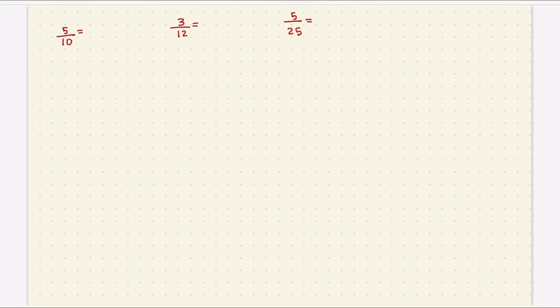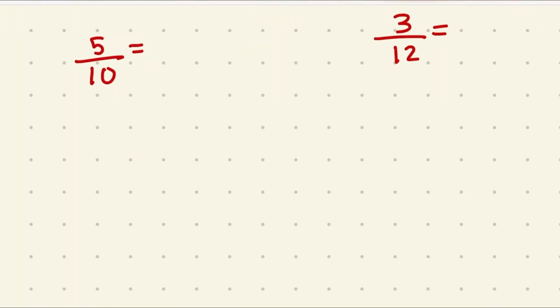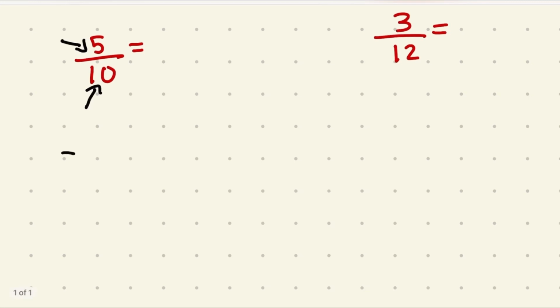Today we will be going over how to simplify fractions using these three examples. Let's get started. First, we have 5 over 10. The first step when simplifying fractions is identifying the factors of the numerator and the denominator. So let's do that. We have 5 and 10.